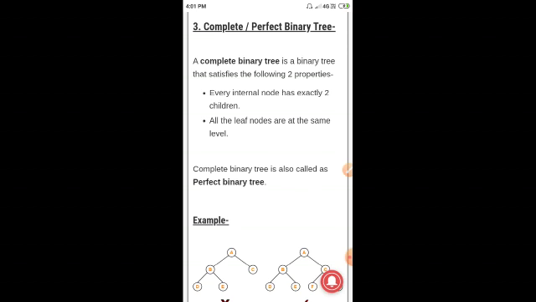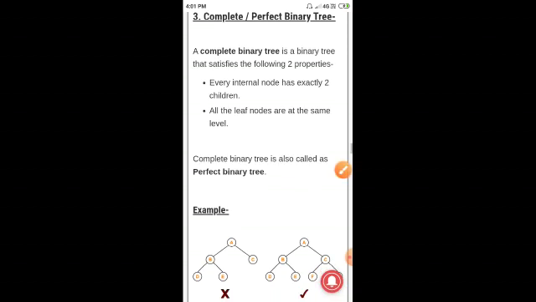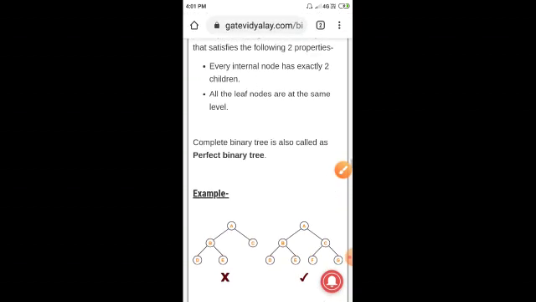Okay, a complete binary tree is a binary tree that satisfies the following two properties. What is that? Each internal node has exactly two children, and all the leaf nodes are at the same level. Okay, all the leaf nodes are at the same level.